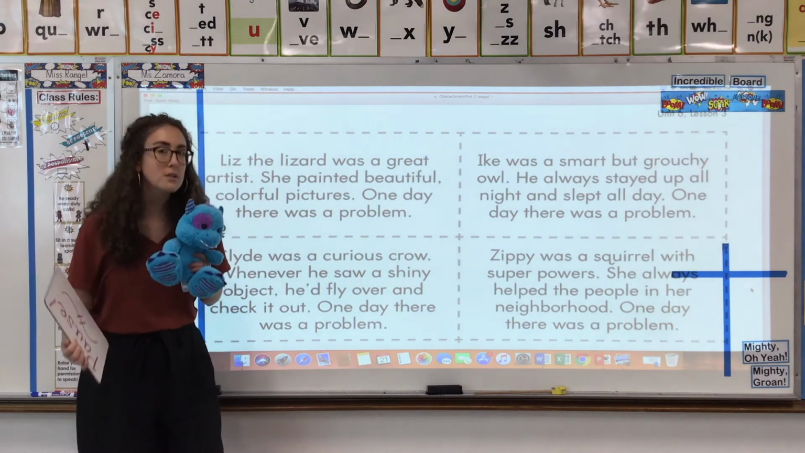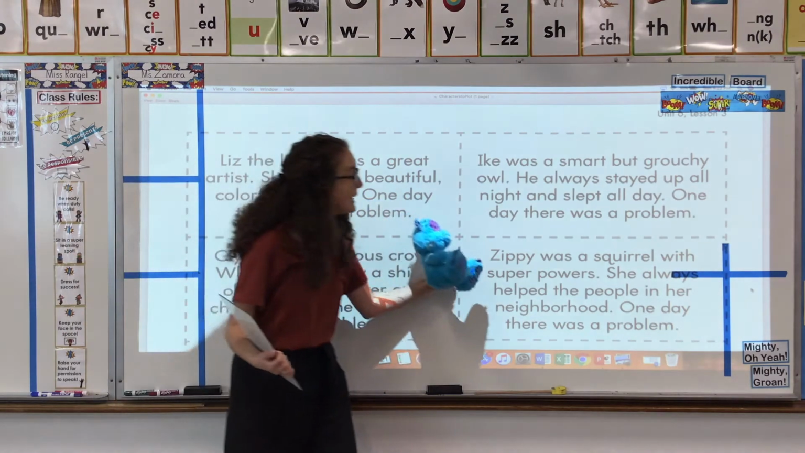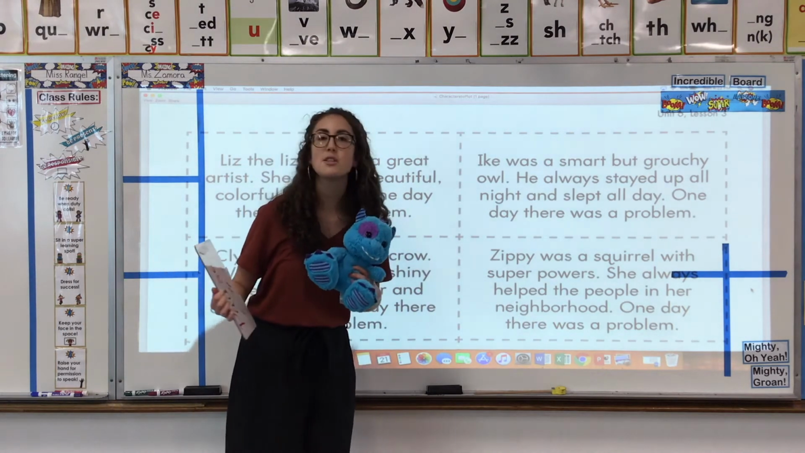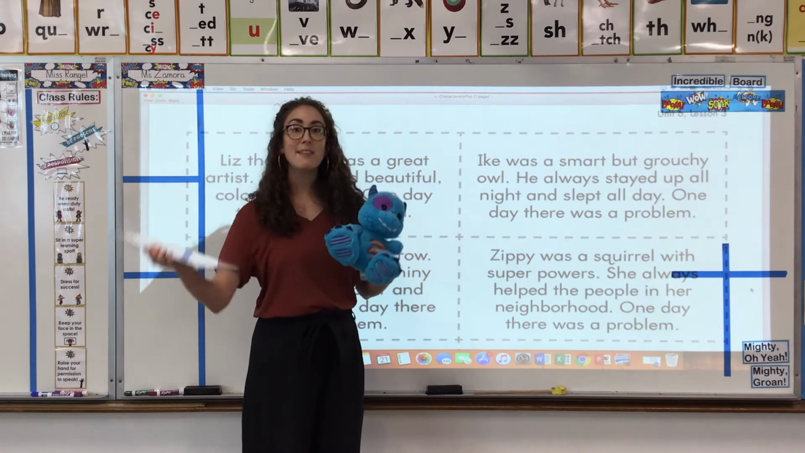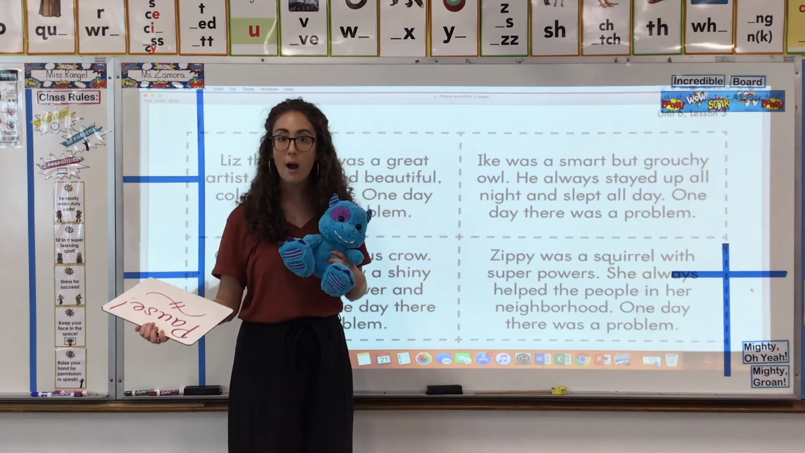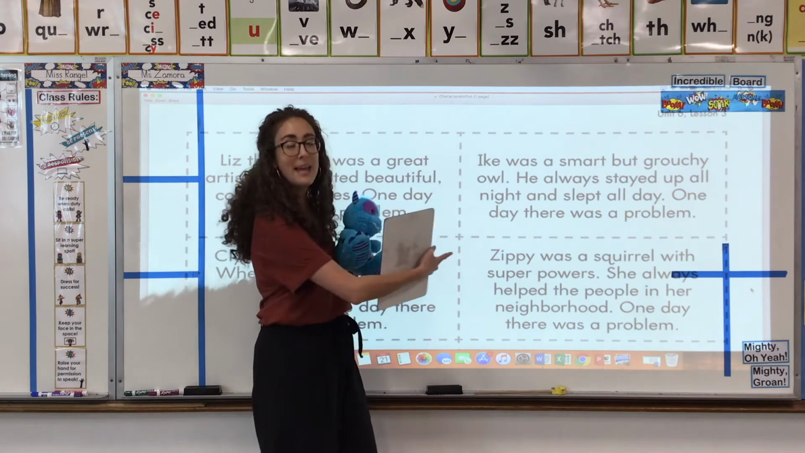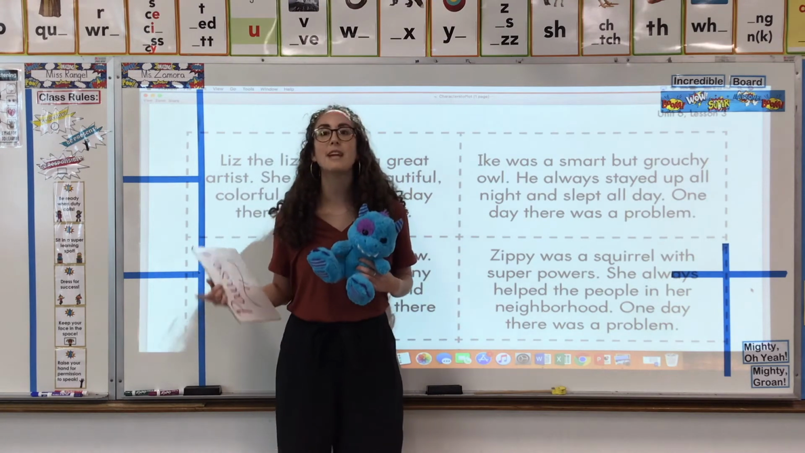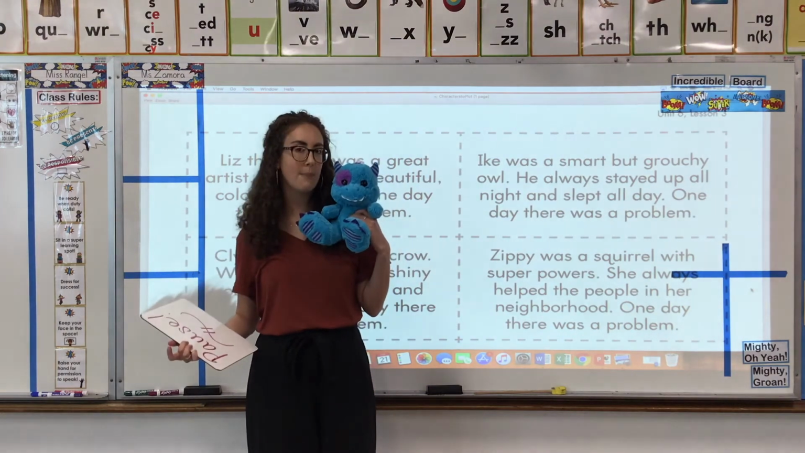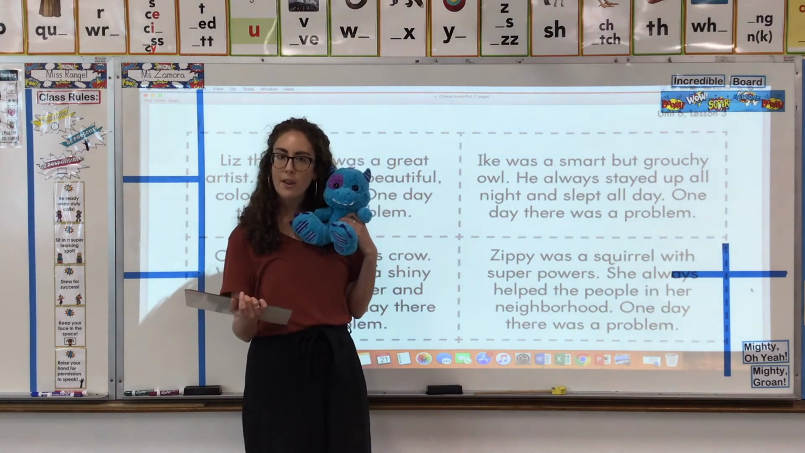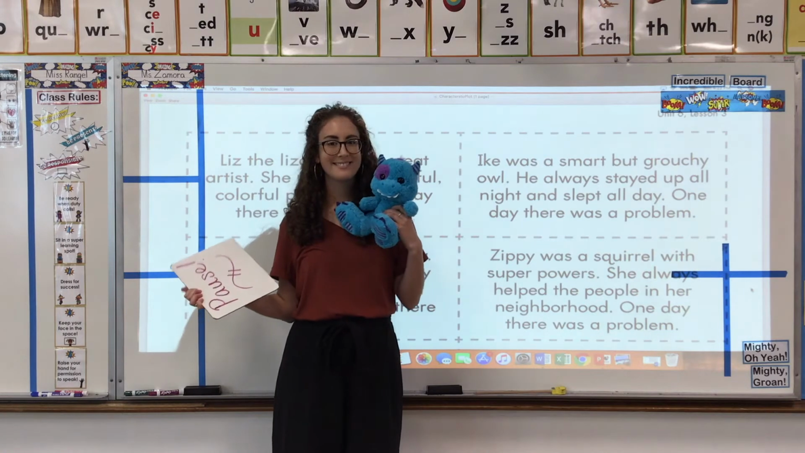I want you to brainstorm what could be another problem Zippy the super squirrel might face. Remember, there's endless possibilities, no right or wrong, but it has to make sense for the kind of character we just read about. Okay, get your conversation buddy back out, talk to them about another problem, and then come on back. Pause.